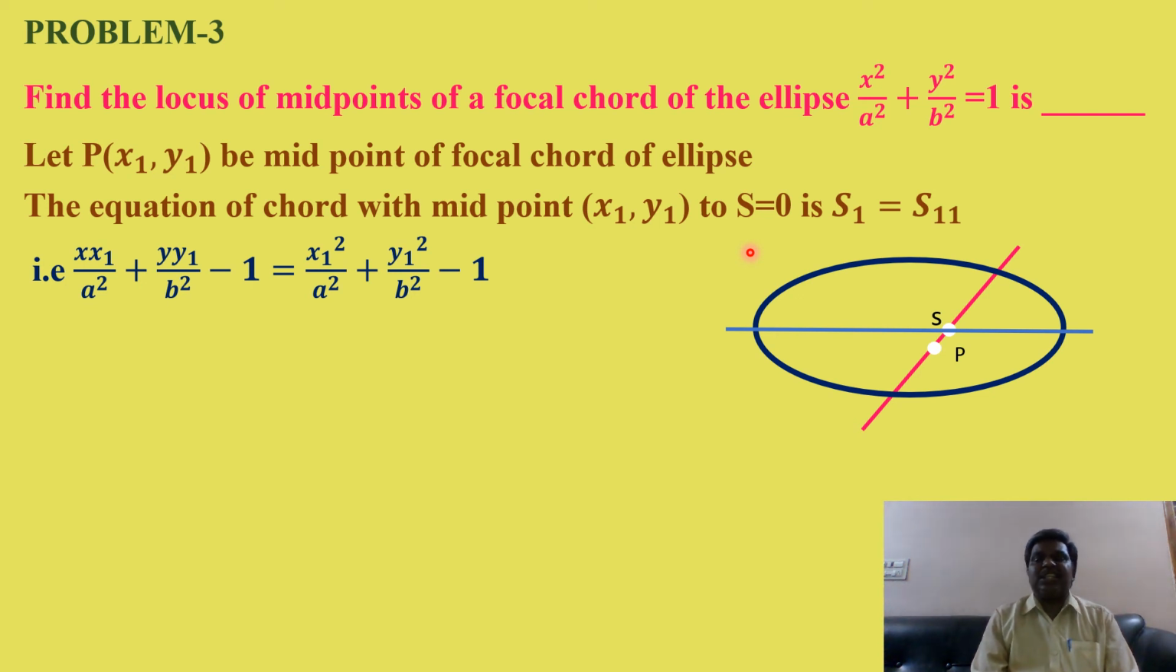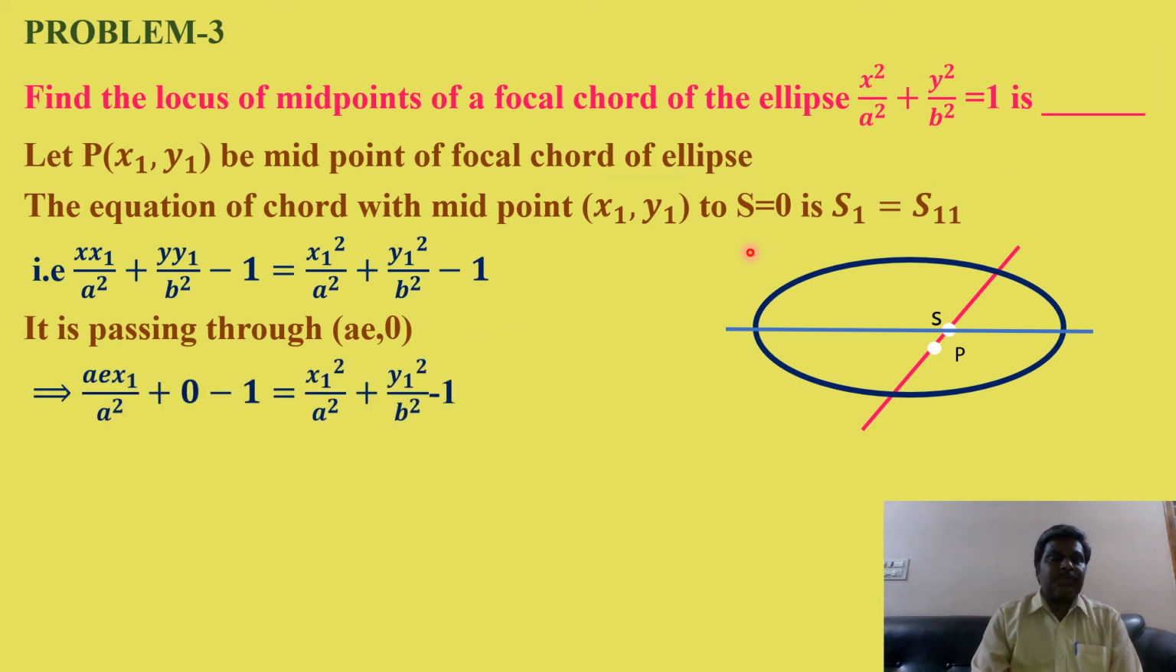What is the speciality of this chord? This chord is always passing through the focus from the given condition. What is the condition here? The chord passes through the focus. So x, y are replaced by (ae, 0). Or you may put (minus ae, 0) also. So substitute (ae, 0). It is passing through the point (ae, 0) since it is a focal chord. So by substituting (ae, 0) in the above equation, a e x1 by a square plus 0 minus 1 is equal to x1 square by a square plus y1 square by b square minus 1.